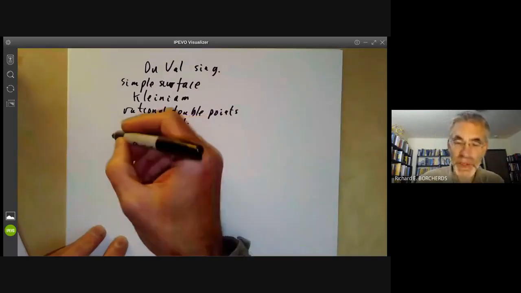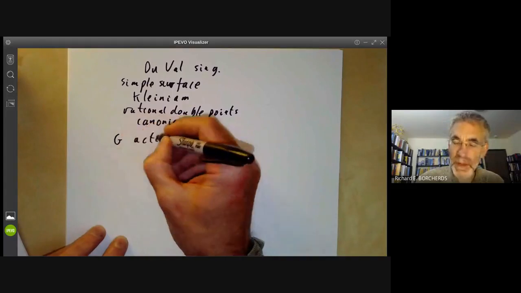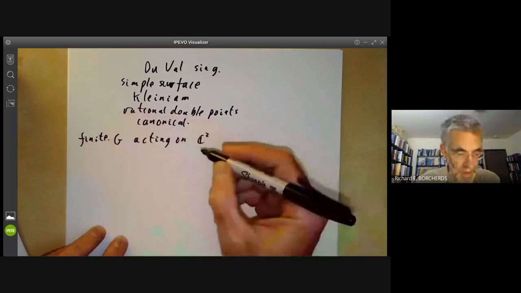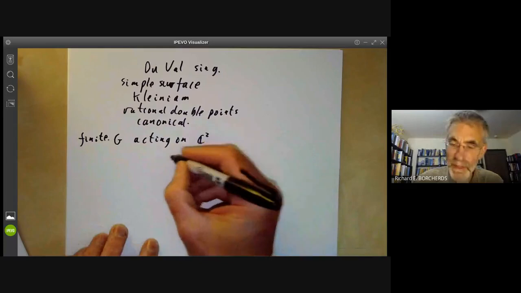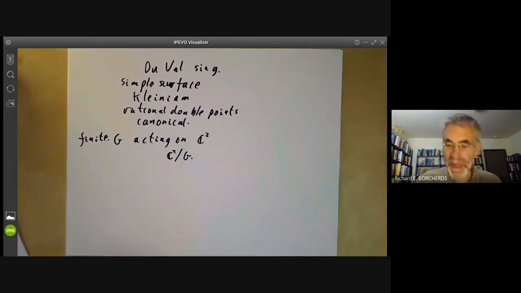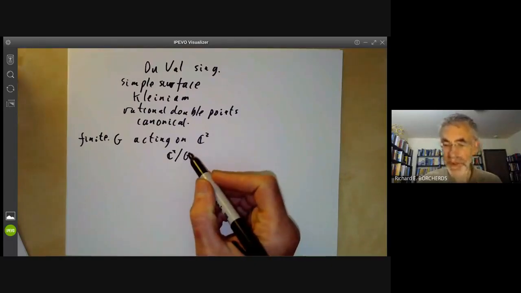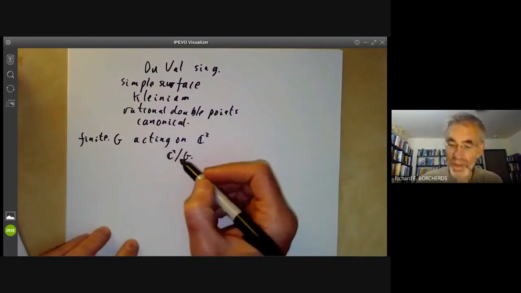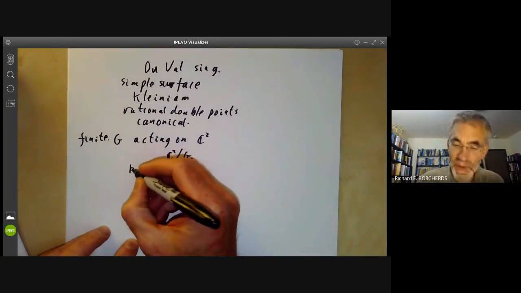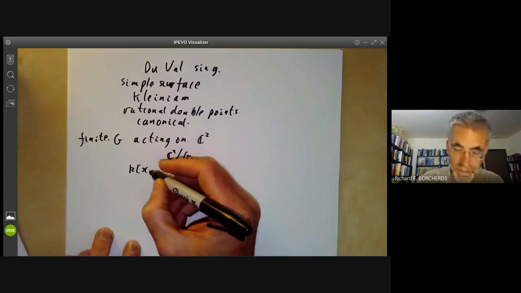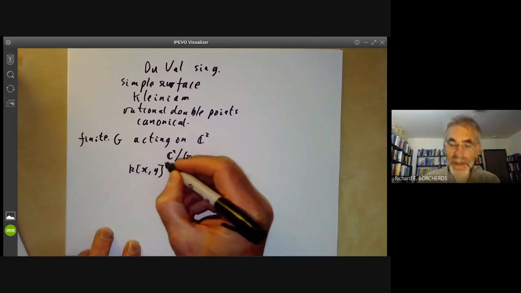What you do is you take a group G acting on C squared. So this is going to be a finite group G. And you take the quotient of C squared by G, and for reasonable groups G, this gives you a variety which has a singular point at the origin. As you remember from our discussion of quotients, the coordinate ring of C squared over G is given by taking the coordinate ring of C squared and just taking its invariants under the group G.